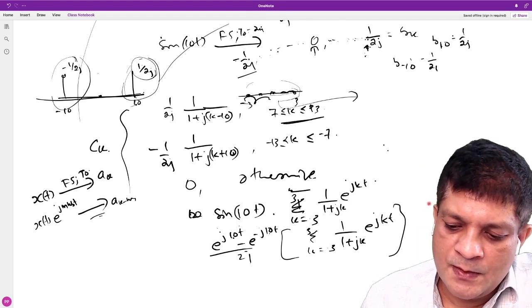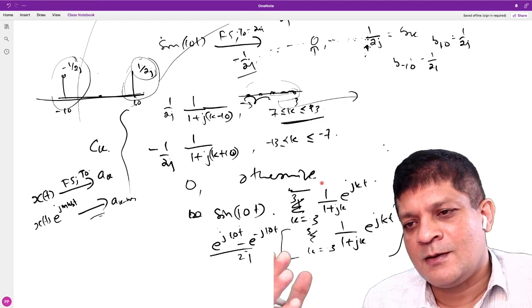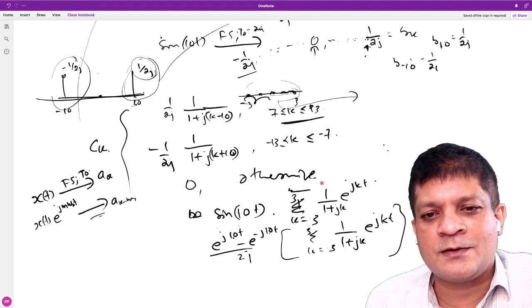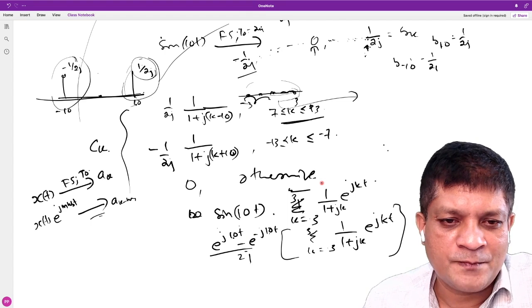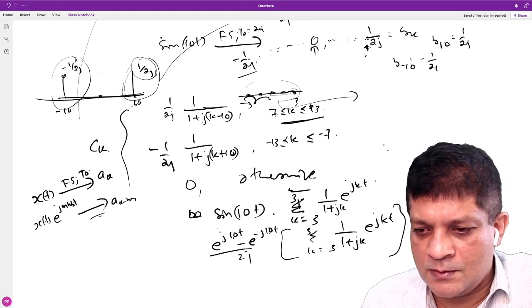So you can use any of these methods. Convolution is also not that difficult if you can quickly identify the convolution with the delta function and so on. That is also not that difficult. Anyway, it's up to you. You can use any method.